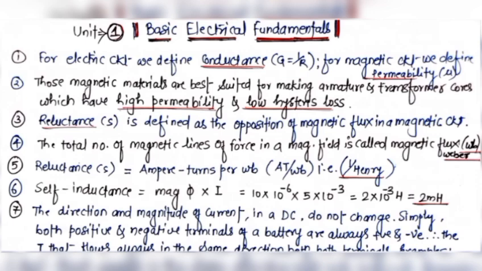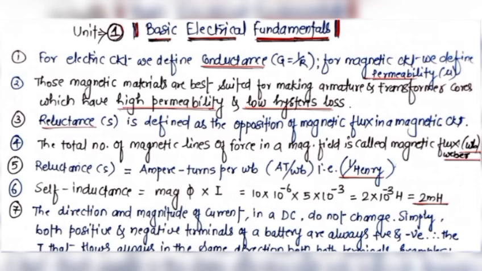The total number of magnetic lines of force in a magnetic field is called magnetic flux. Unit is Weber. Reluctance S is equal to ampere turns per Weber, AT per Weber, that is 1 upon Henry. Self-inductance is magnetic flux into current, that is equal to 2 millihenry in this example.